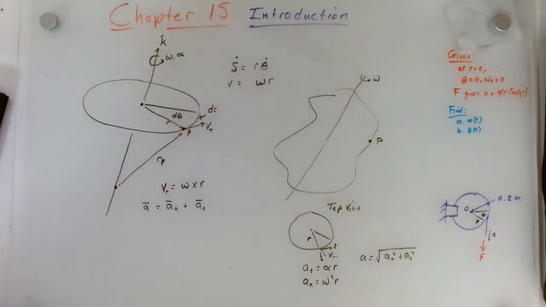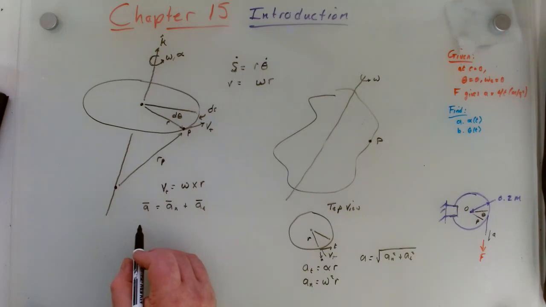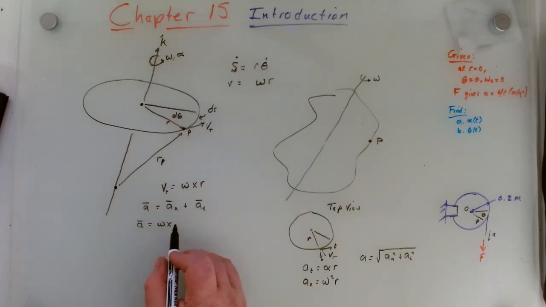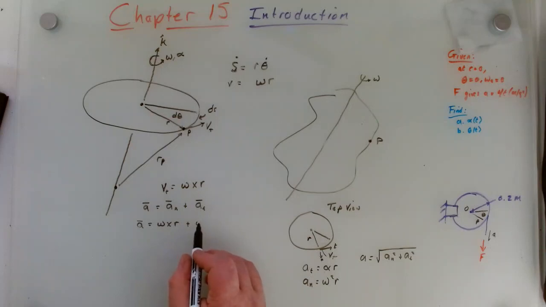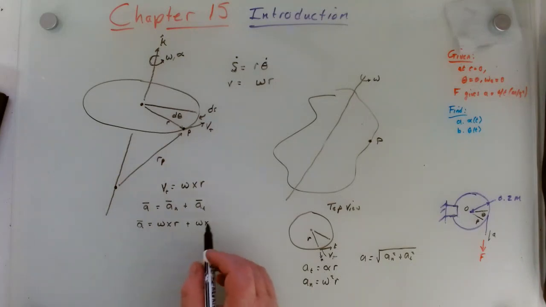Let me look at my notes real quick. Where we're going to end up, let's just skip to the end of this. This is kind of a bear, and what it is, this is omega times r, plus omega cross, and I'm sorry, not times, cross r plus omega cross, and I write this always as v, right? And then just notice all of these are vectors.